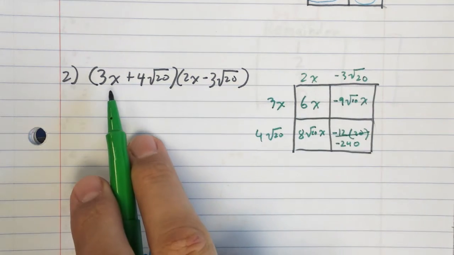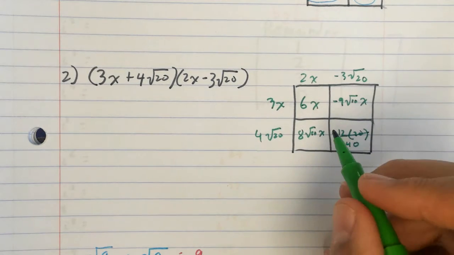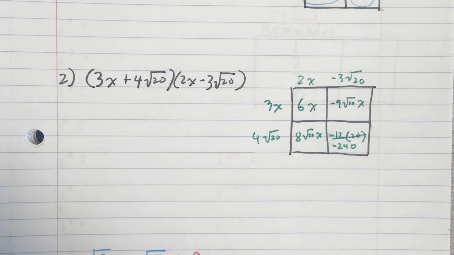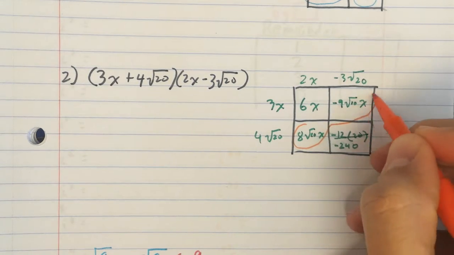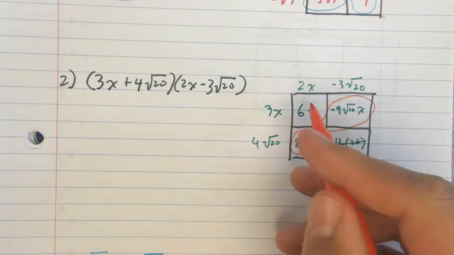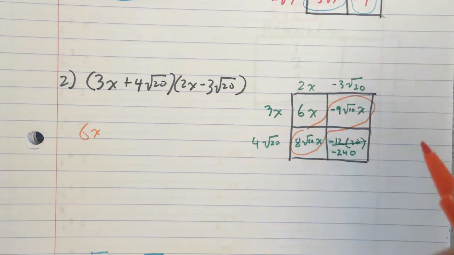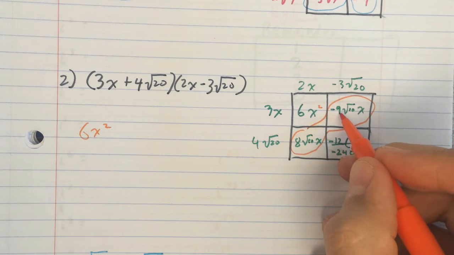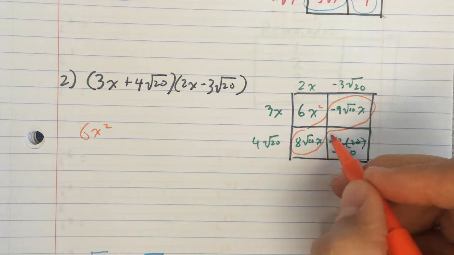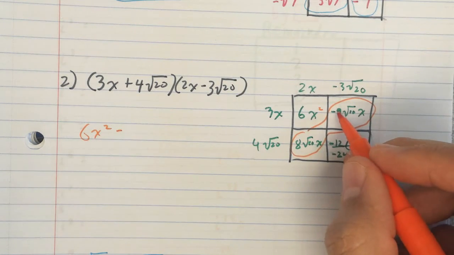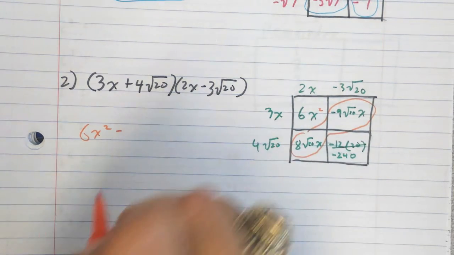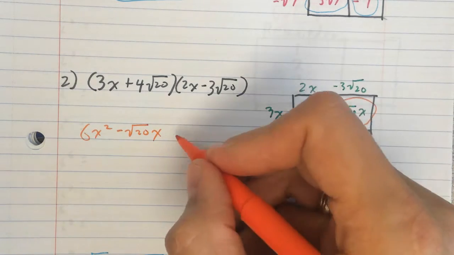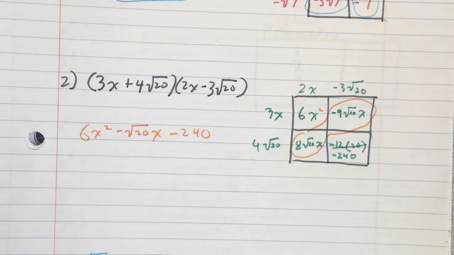Now, because we have an x here, we're not going to have the same like value. We're not going to have this second like value here. We're just going to have like terms right here. 6x. Oh, I'm sorry, that should be squared. Didn't put that earlier. 6x squared. We have negative 9 square root of 20x and 8 square root of 20x. That's going to end up negative 1 because 8 plus negative 9 is negative 1. So negative square root of 20x minus 240, just like that.